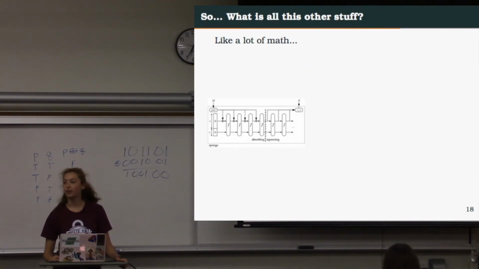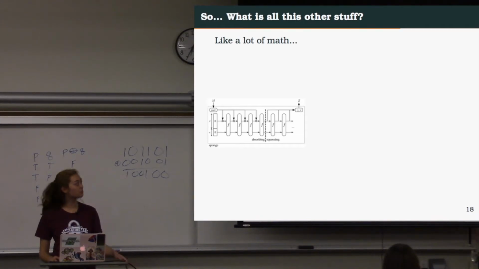So what is all of the other stuff in this thing? There's this weird R, there's a weird C, and so it's kind of a lot of math. And a lot of that math sort of depends on what you want out of this function, right? If you want it to be a cryptographic hash function, it'll be very different than if you just wanted a regular hash function. Because a regular hash function doesn't necessarily have those cool properties that we said before. And it's a lot of math.